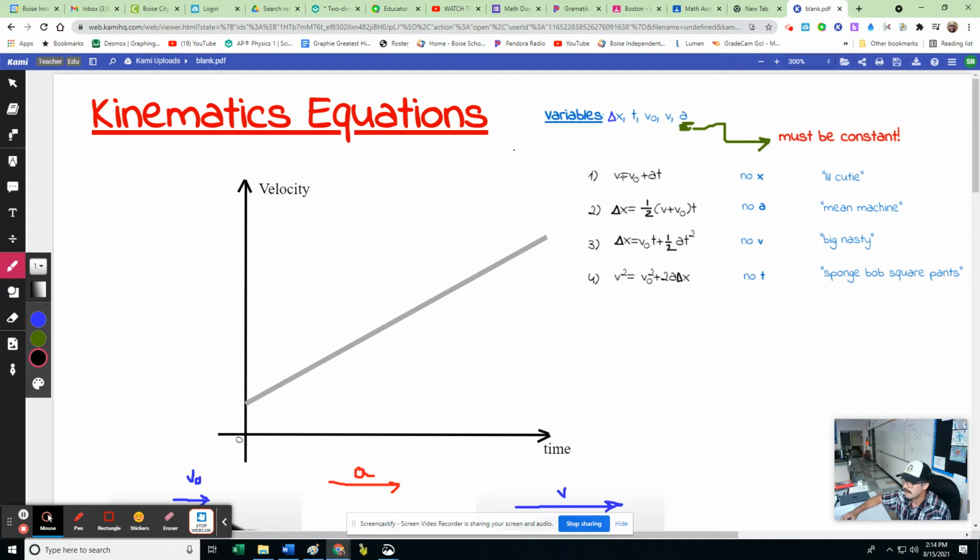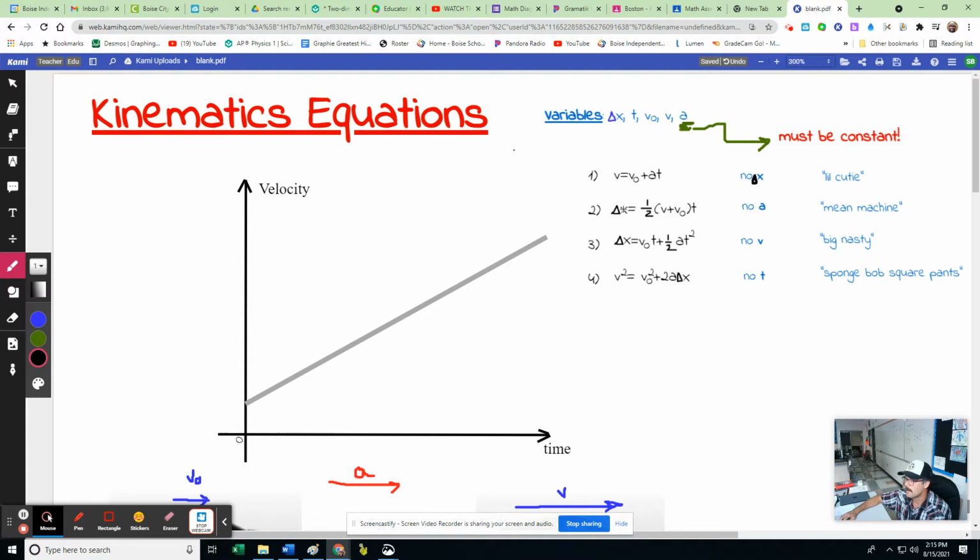The first one ignores displacement. I should maybe put a little delta x right there. It ignores displacement. And I call that one Little Cutie because there's not a whole lot to it. By the way, these nicknames are not standards in physics. These are just what I call them. So please do not refer to them on a national exam or anything.